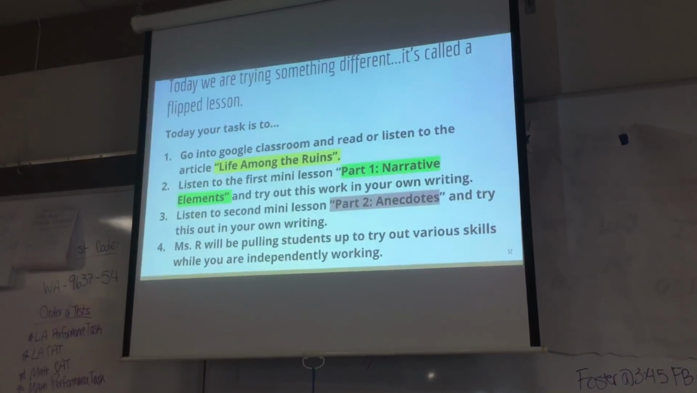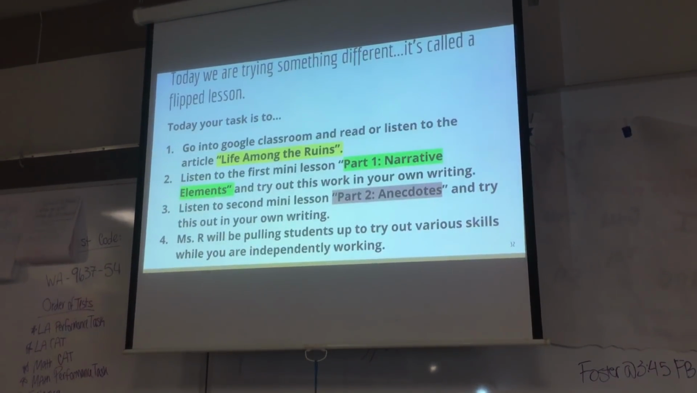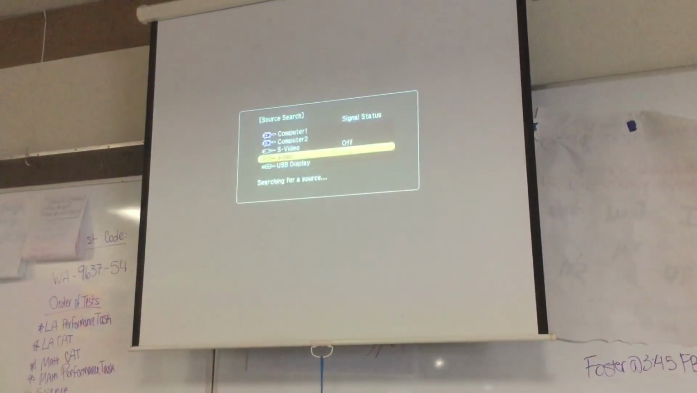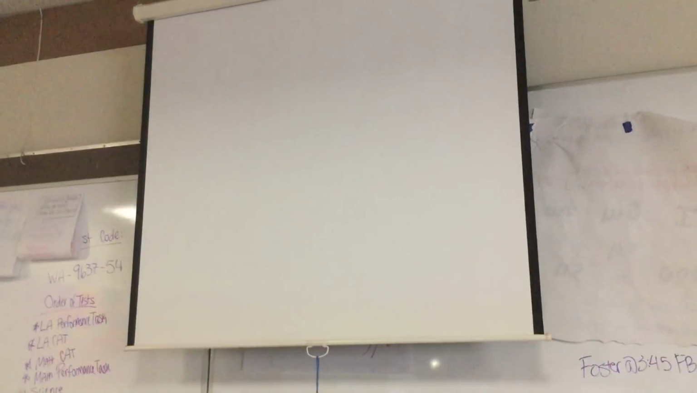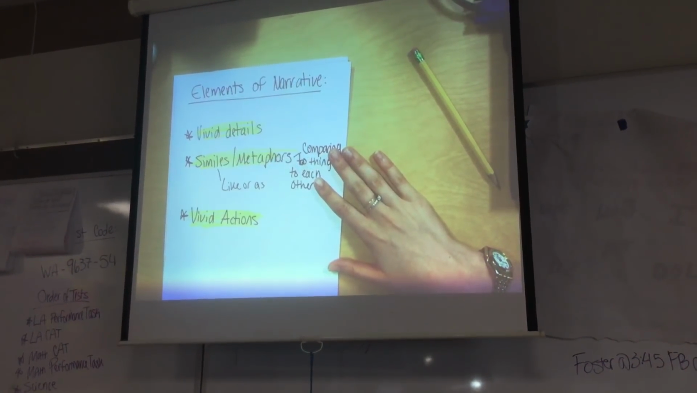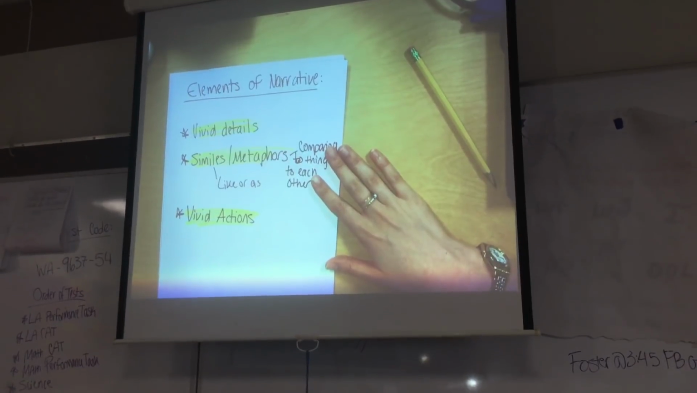The first thing we want to do is maybe think about what we remember about elements of narrative. What are elements of narrative? To do that, I brainstormed a list. If you can think of other things while I'm going through this, feel free to add them to your own list as you're listening and following along.